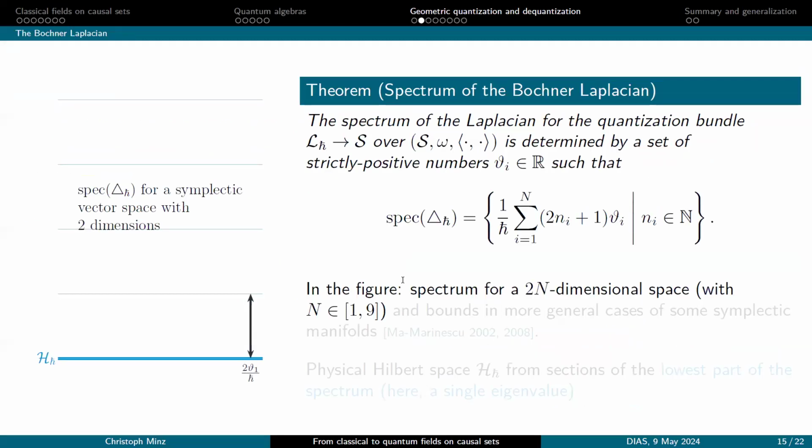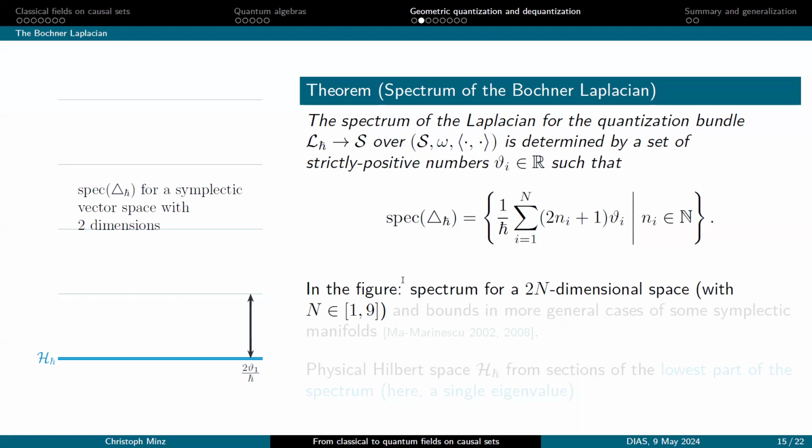If you do this for this finite dimensional vector space, then it has actually been shown that the spectrum of this operator takes this form, where we have some strictly positive numbers theta_i, and these are essentially coming from the entries of our E operator that we had before. And for a two-dimensional space, where this capital N is 1, we have the form of a single harmonic oscillator, and we get the spectrum where we have a ground state, and we want to identify our Hilbert space with the ground state.